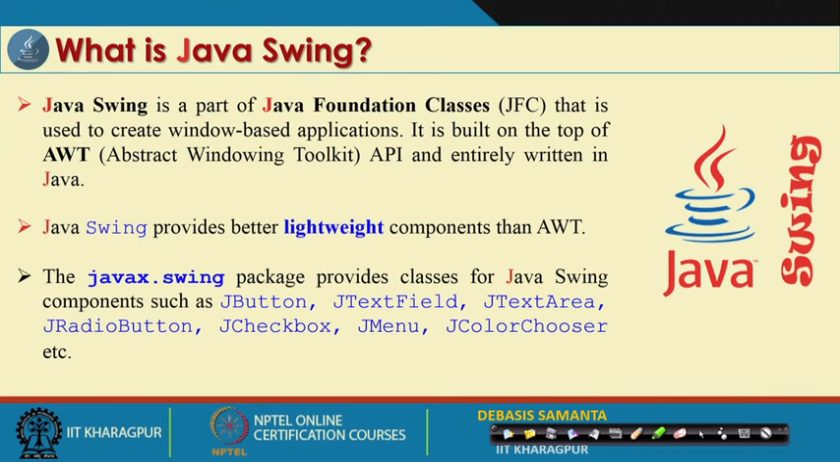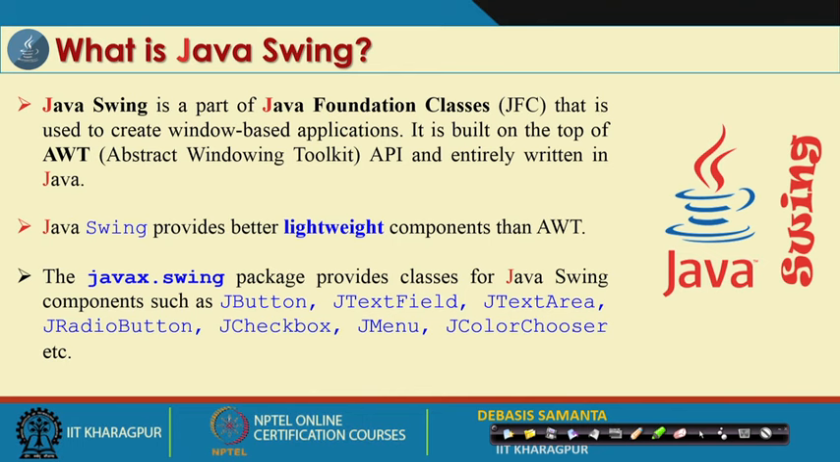Now, this Swing is included in one package. It is not exactly the same as the java dot package name, but it is a new one: javax dot swing. So, the javax dot swing package is there. Whenever you install the JDK with your latest version, it is automatically installed. It is bundled with the JDK itself.